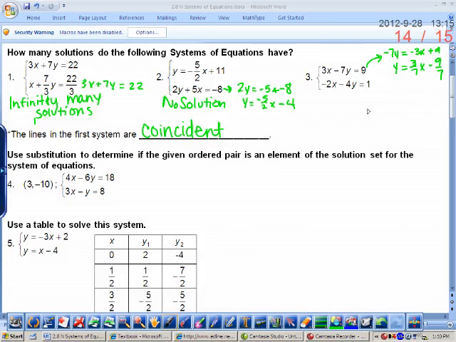Do I have to? If I look at that and I know that my slope in my first one is 3/7, is there any way that my slope in my second equation is going to come out to be 3/7? No, unless you do something wrong, right? So this would be one solution.